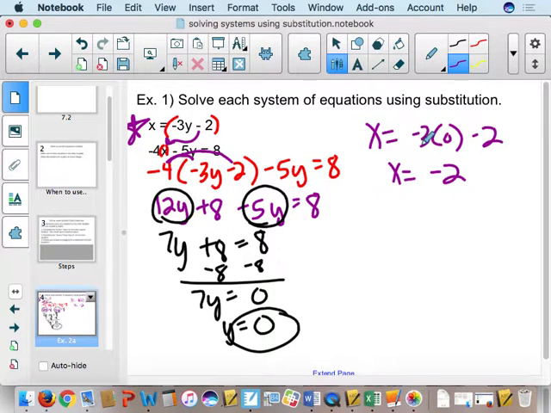So we have two answers. We have an x and a y. We're going to list our answer as an ordered pair.